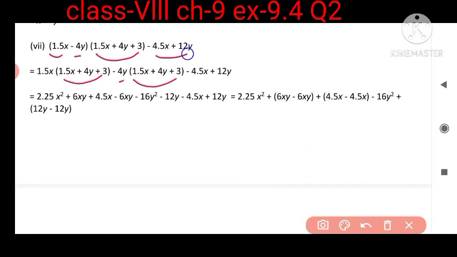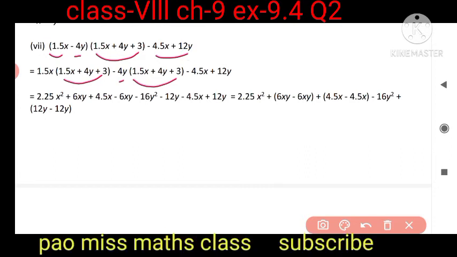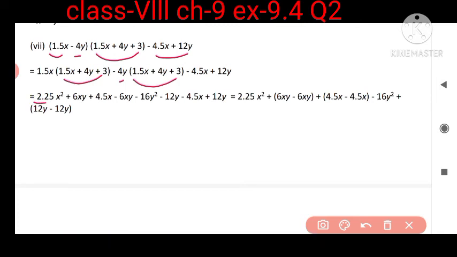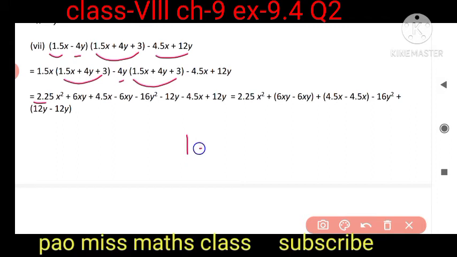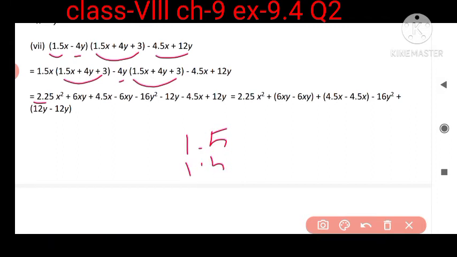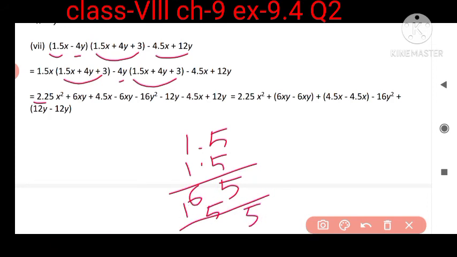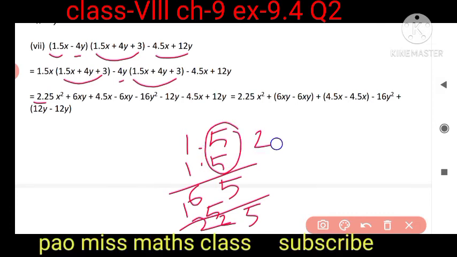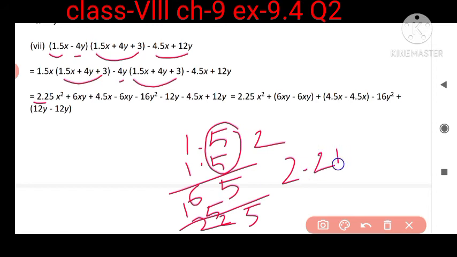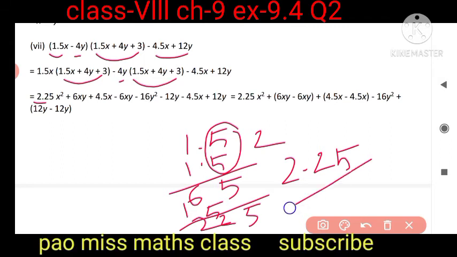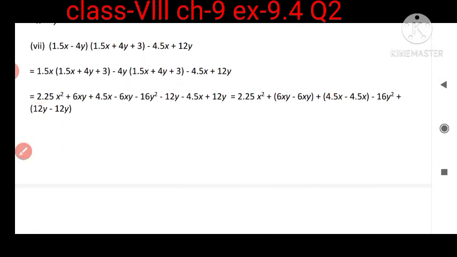Now when you multiply 1.5x into 1.5x, you will get 2.25. Okay, I will show you how to multiply this. 5 5s are 25, 5 1s are 5, and 1 1 is 1. So what you will get here? You will get 225. Now after decimal, how many digits? 2 digits, isn't it? So you will put the decimal before 2 digits. So what you will get? 2.25. Okay, in this way we have to multiply. Then x into x is also there, so it will become x square.